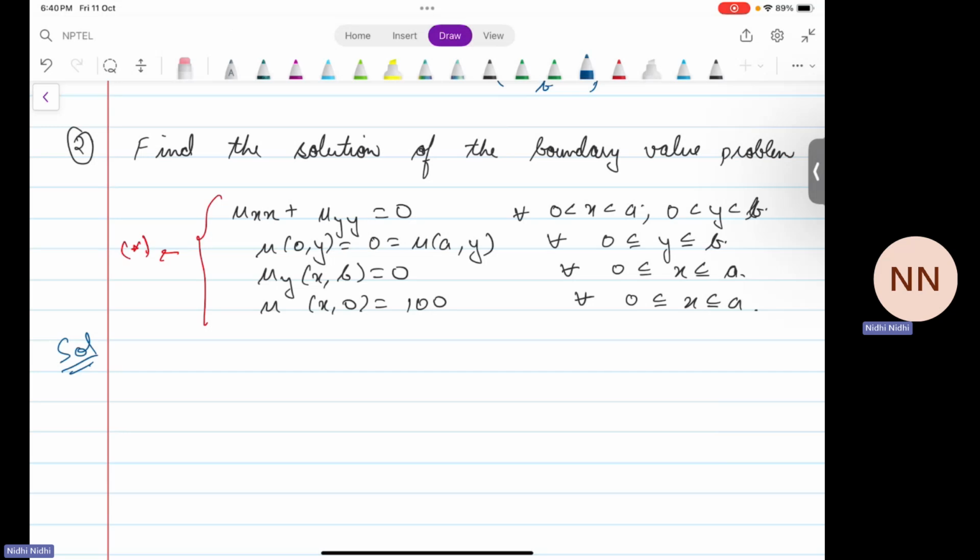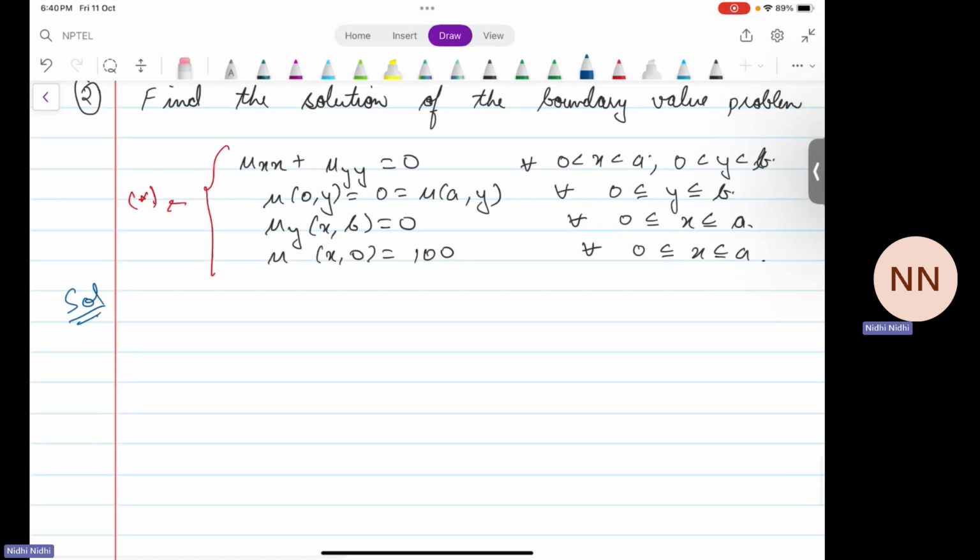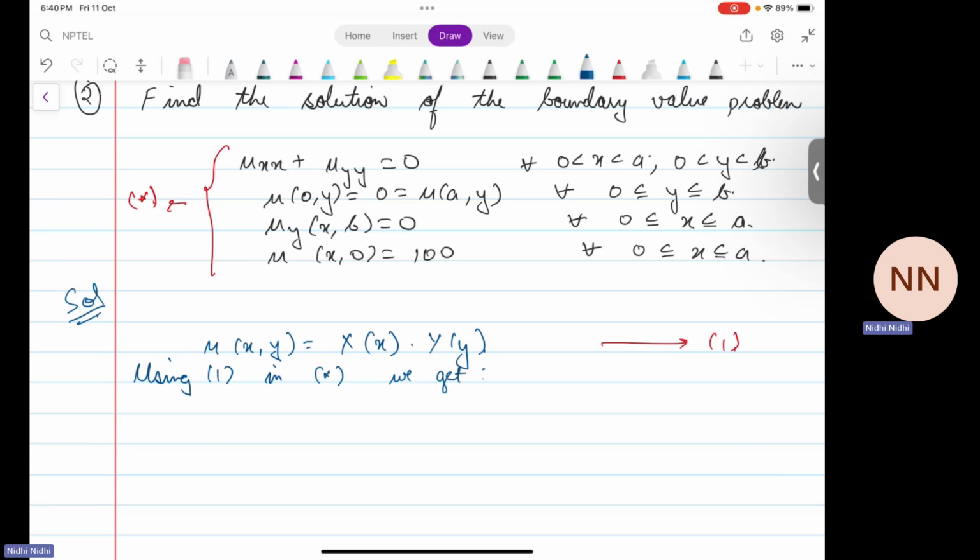So again, we'll start with taking u(x,y) to be some function multiple of some functions X and Y. I'll mark this as number 1. Using the first in star, so by the boundary conditions, we will get X at 0 is equal to 0 is equal to X at a.